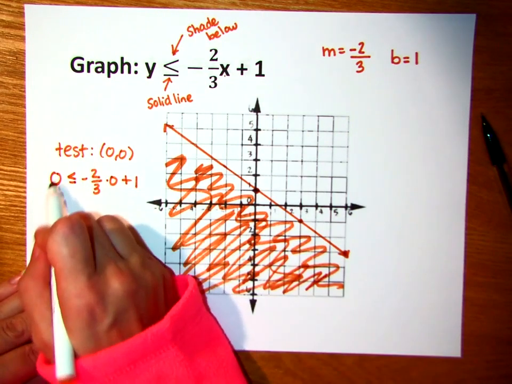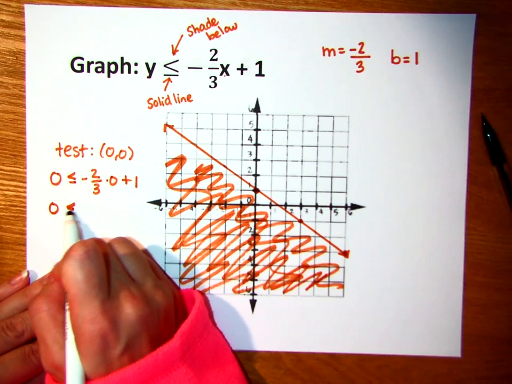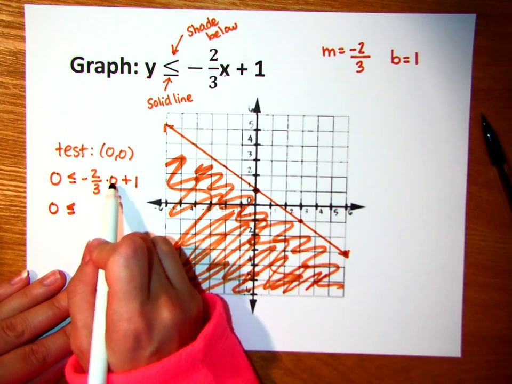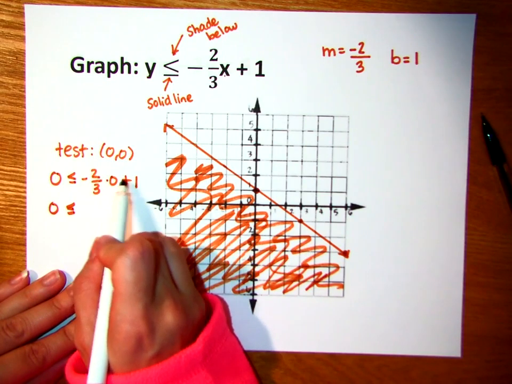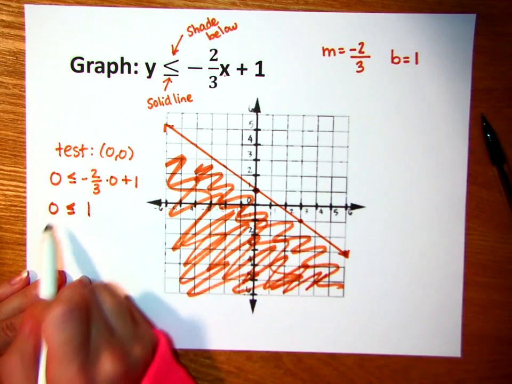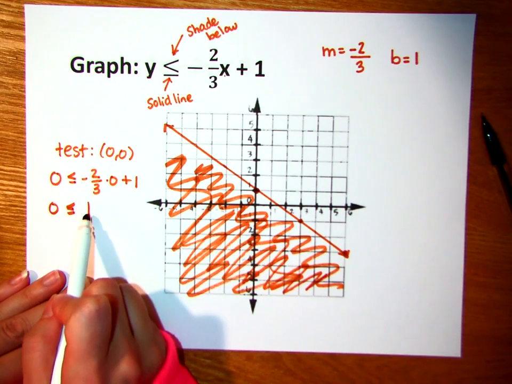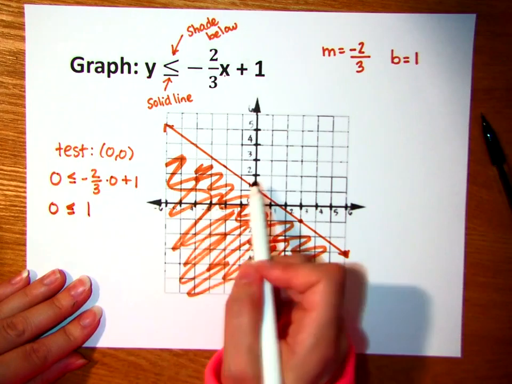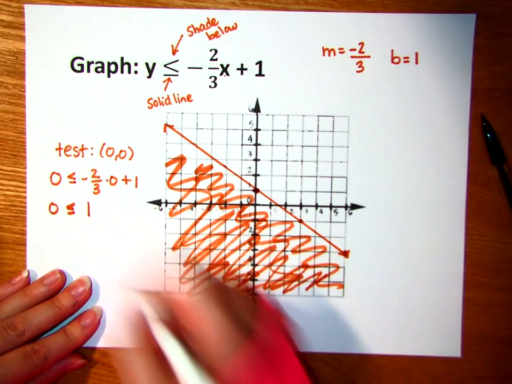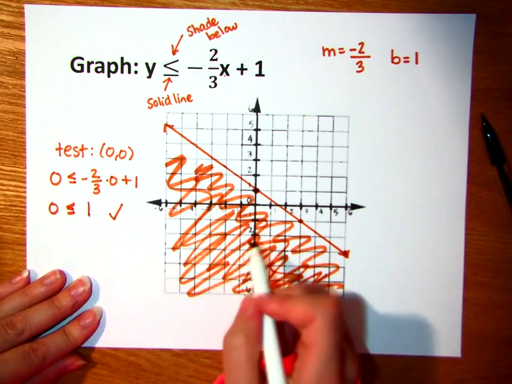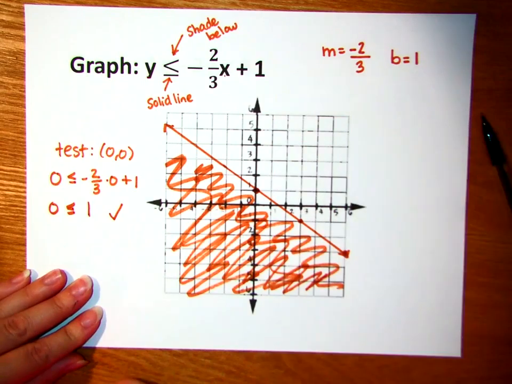Let's see what happens. Bring down the 0 is less than or equal to negative 2/3 times 0, which is 0. 0 plus 1 is 1. Is 0 less than or equal to 1? Yes, it is. So we shade where it's true. That's true. If it was false, we would shade on the opposite side.